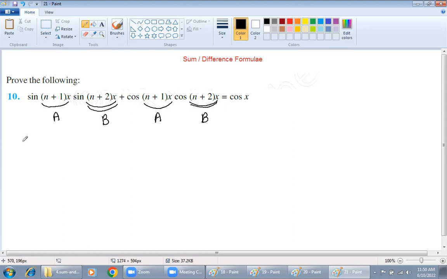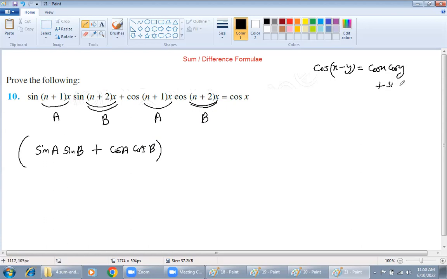So what is the form here? Let us observe. This is sine of A, sine of B, plus cos of A cos of B. We remember that cos of x minus y has the form cos x cos y plus sin x sin y. So cos A cos B, sin A sin B, their addition like this. So actually this form means cos of A minus B form.